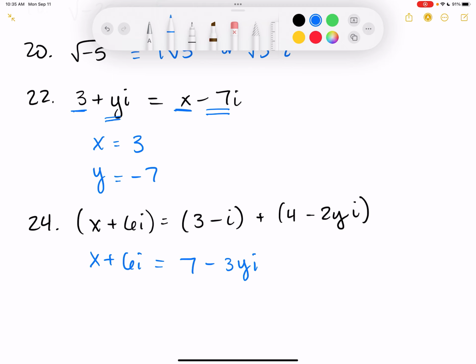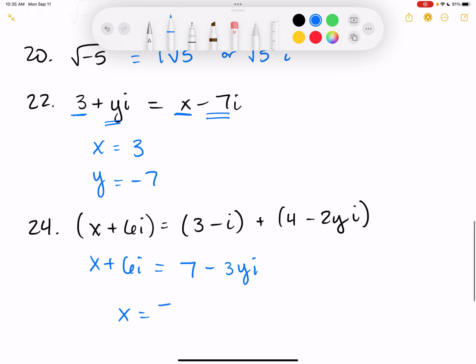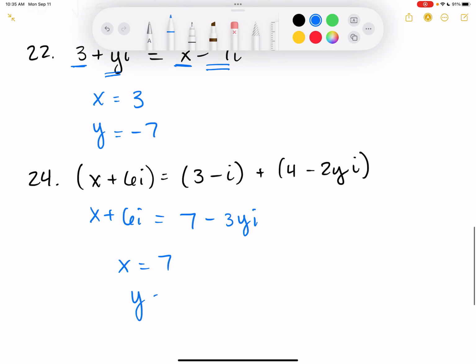So x would be what? 7. And y? -2. So we have 6i is equal to -3yi basically. So our i's cancel because we have an i on each side, so that's going away. Then we would have a y left over here, so I would divide by -3, so 6 divided by -3 would be -2. And that's how we would get that.